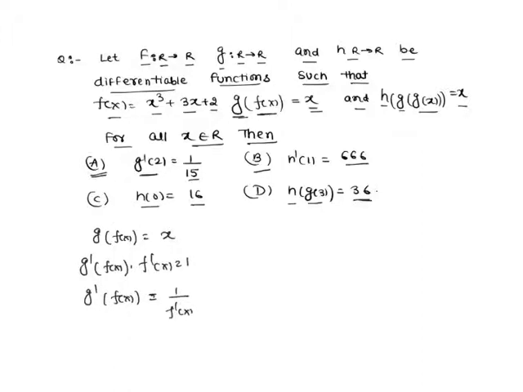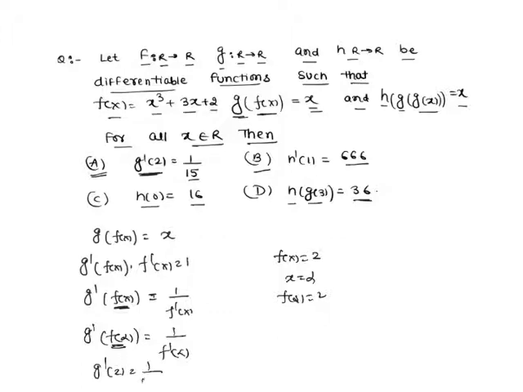Now we have to find out g'(2). That means f(x) must be 2. Suppose at x = alpha, f(alpha) is 2. Then if I put x = alpha here, we get g'(f(alpha)) = 1/f'(alpha). f(alpha) is nothing but 2, so g'(2) = 1/f'(alpha). Now we have to find out alpha.